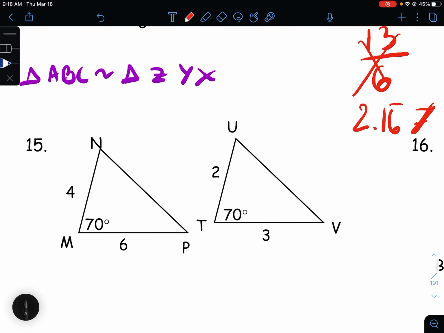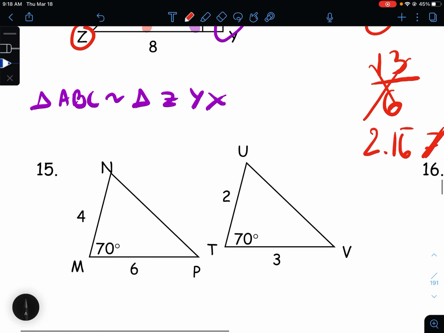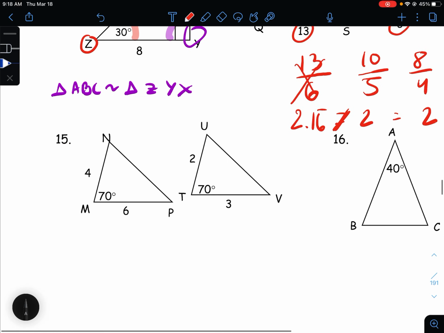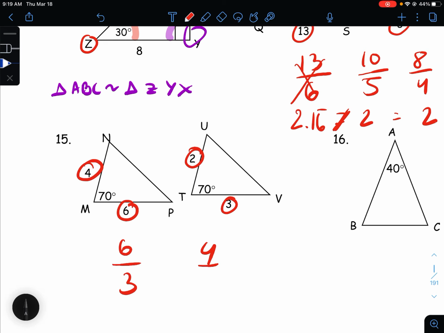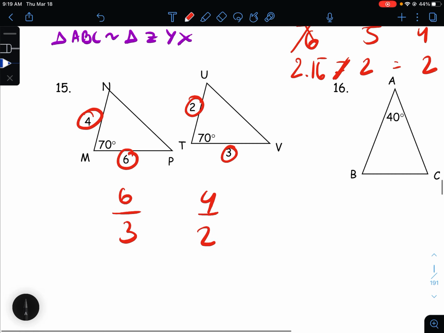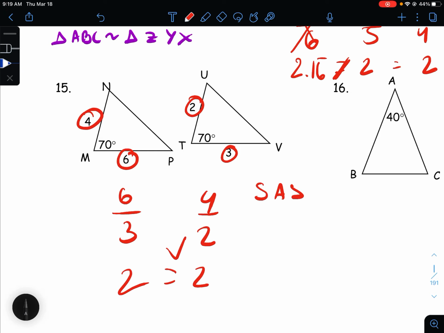All right, we're getting there, my friends. So now we've got a side, an angle, and a side. So we're going to attempt to use side, angle, side. But let's go ahead. First, we need to set up the proportion. So take the biggest side of your big triangle, put it over the biggest side of your other triangle, and then do the next biggest side of your big triangle over the next biggest side of your other triangle. It gives me 2 and 2, which equal each other, so they are proportional. And we could say side, angle, side.